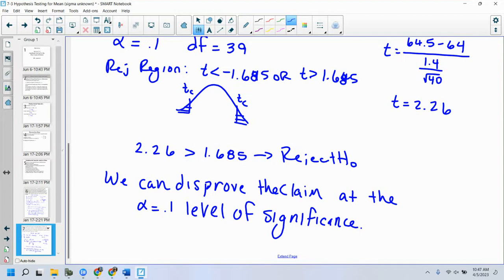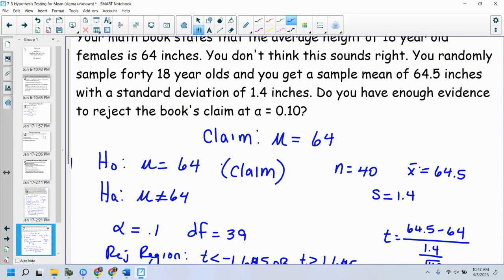Make sense? You know, the difficult part about chapter 7 will become, not only identifying what to do, but also what does the context of the problem tell you to do? Do I have sigma? Do I not have sigma? Do I use z-score? Do I use t-score? Do I want to disprove? Do I want to prove? Where does the claim go? There's a lot that goes into it.